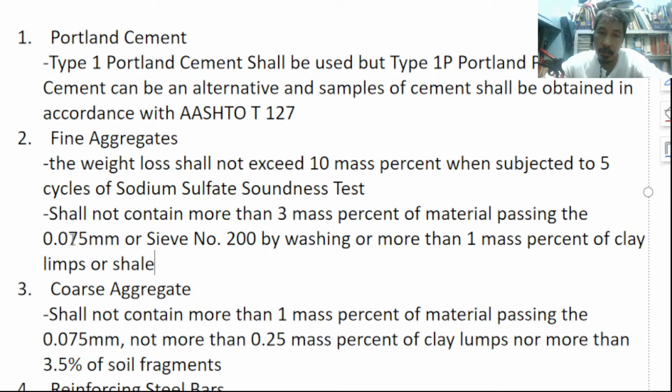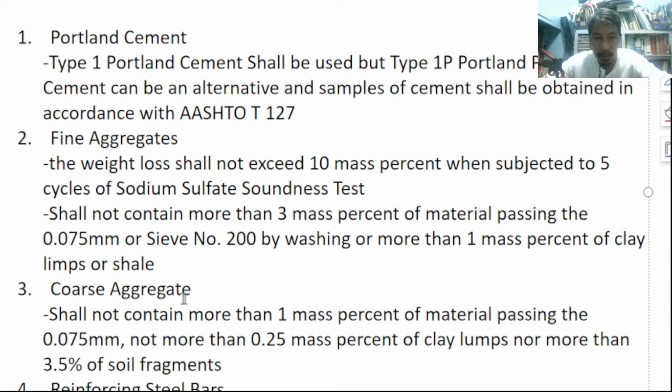Meaning, this is the smallest sieve. 200. We are studying this in geotechnical, the smallest one, 0.075 mm for sand aggregate. By washing, or more than 1% of clay lumps or shale. That is a limitation. Imagine, very little, a small amount allowed. But for fine aggregate sand, 3%, no? Only that must pass. That means 3% is smaller than this, but 97% is larger than this, and less than 6 mm.